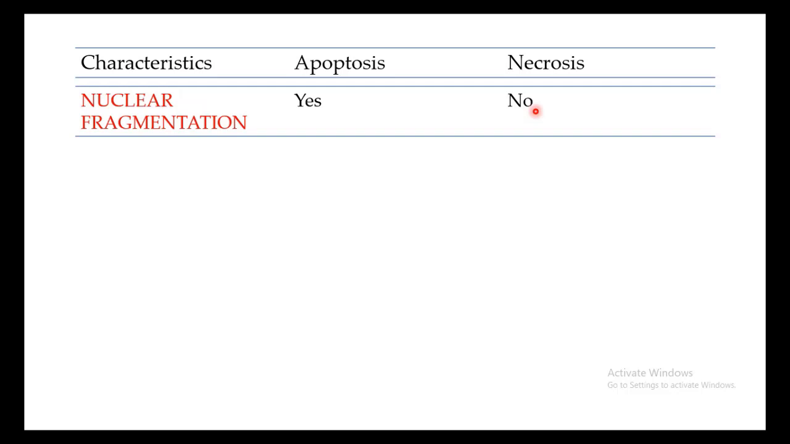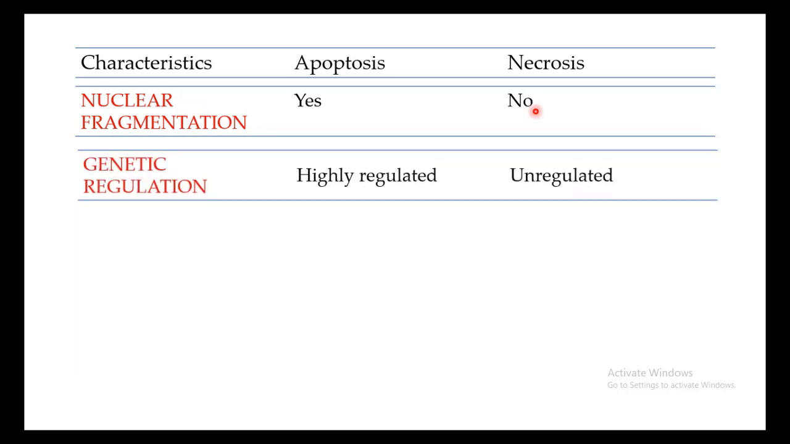No nuclear fragmentation is present in the process of the necrosis because that cell just goes through the process of chaos. Another important point is that apoptosis is a highly genetically regulated process. So you are going for the transcription of those particular genes which are needed for the process of the apoptosis, and they are only activated when there is a signal for the apoptosis. So you are genetically regulating the process of the apoptosis, and of course there is no genetic regulation in the process of the necrosis because that is the uncontrolled cell death.